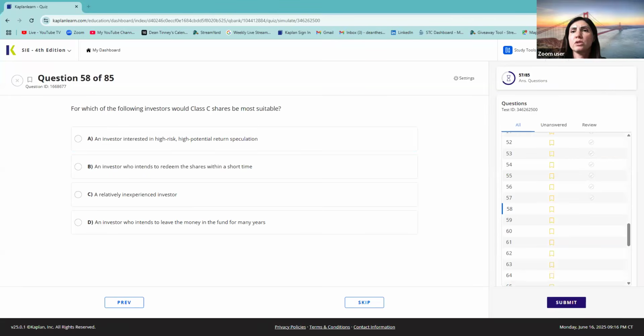So an investor interested in high risk, high potential return, an investor who intends to redeem the shares within a short time, a relatively inexperienced investor, an investor who intends to leave the money in the fund for many years. I would say D as in dog. Yeah, no, it's not D as in dog, it's B as in boy.